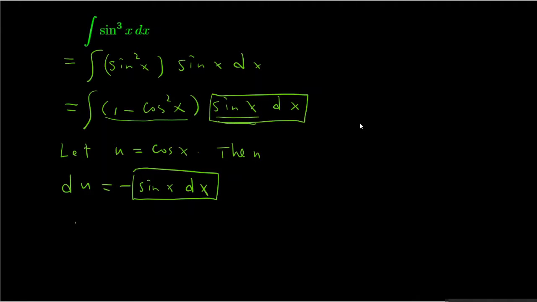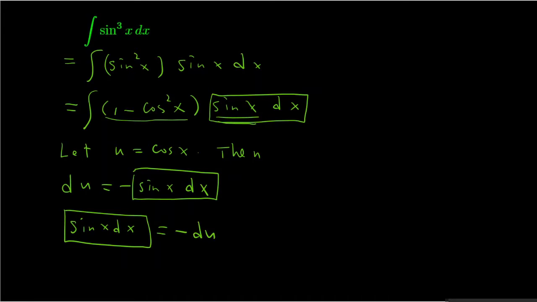The stuff in the box can always be written as a number times du. Okay, so in this case, I still want to write one more line. Sine of x dx, the stuff in the box, can be written as a number times du. You divide both sides of the equation by -1, you have negative du. Right?